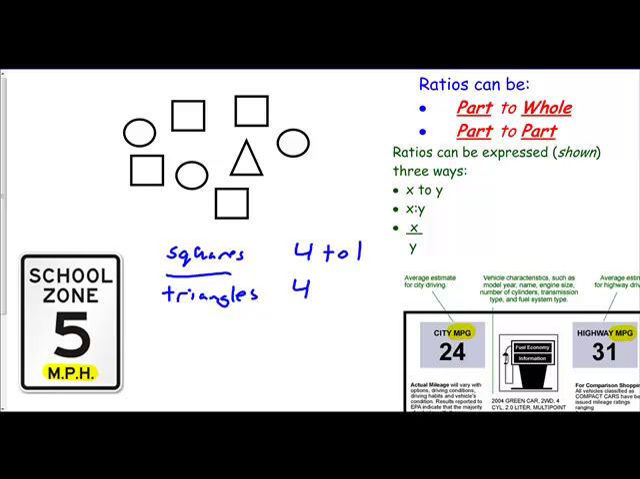We can write that like this, 4 to 1 or 4 over 1. And notice how squares to triangles, squares goes on top, triangles goes on the bottom. We would never write it 1 to 4 because we're not comparing triangles to squares. We're comparing squares to triangles. However, let's change this up a bit. Let's now compare circles to squares.